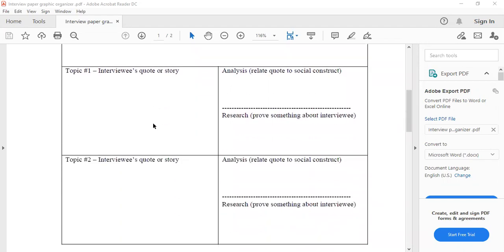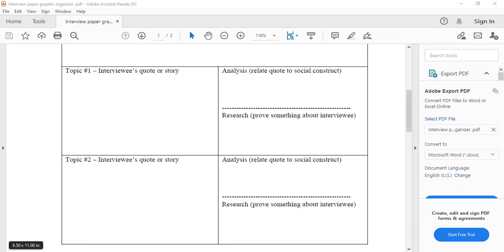This is the way I think you should consider your body paragraphs. You want to start or lead in, or at the very least have towards the beginning, the interviewee's quote or their story that they tell. This should be a direct quote. Then after that, you can provide analysis and research, possibly another quote as well. So when it says relate the quote to the social construct, this is where you go back to your controlling theme. If your controlling theme is growing up in rural Kansas, you talk about how that would have had an impact on her.